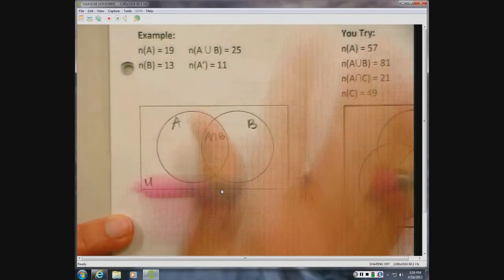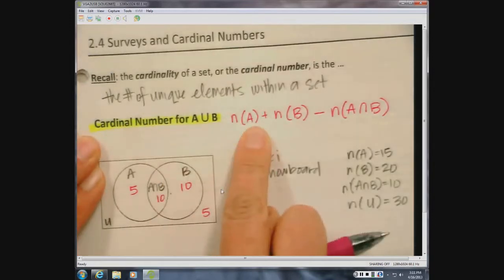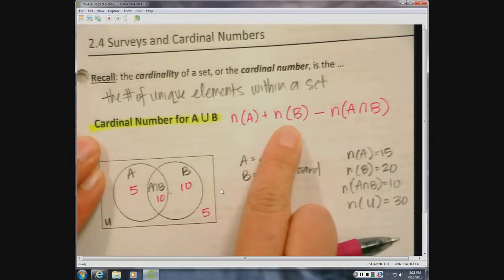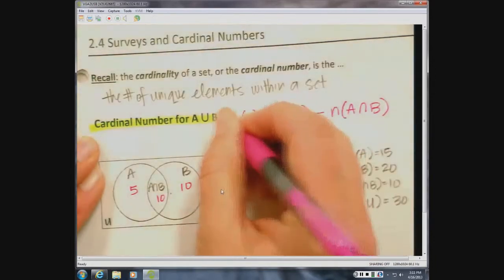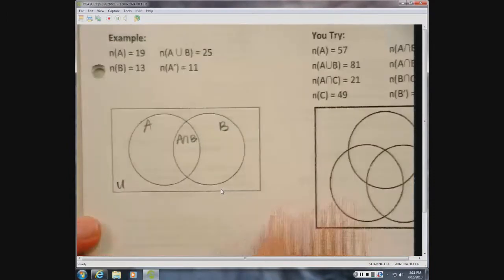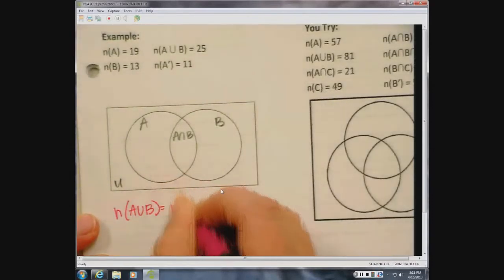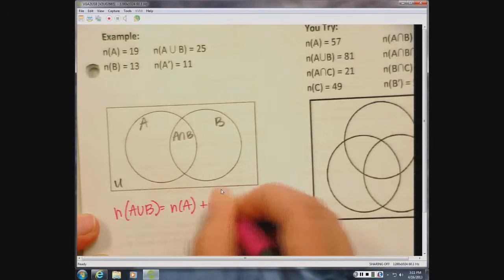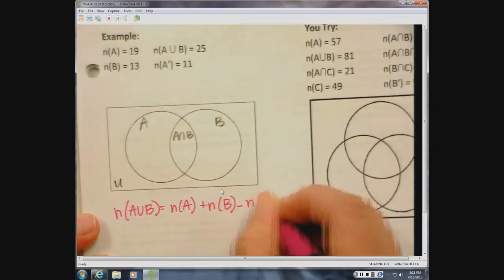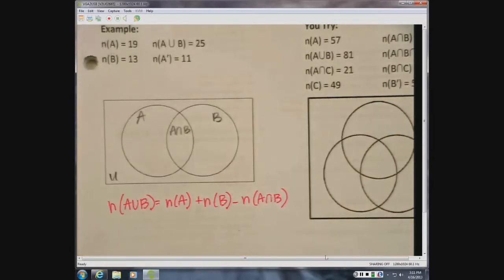I'm going to use this cardinal number formula that we have up here. Number of elements in A plus number of elements in B minus the intersection is what we get for A union B. So let me write that down. Number of elements in A union B is the number of elements in A plus the number of elements in B minus the number of elements in A intersect B. Go ahead and hit pause and play with this, and then unpause it when you're done and see if we match.